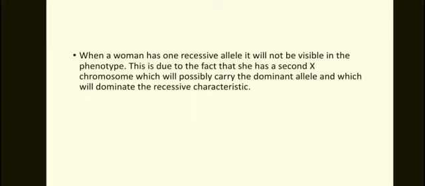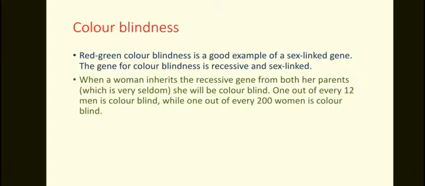There's this case of a sex-linked genetic disorder: color blindness. The defective gene appears on the X chromosome. We call it red-green color blindness, and it's a good example of a sex-linked gene. The gene for color blindness is recessive and sex-linked. For example, when a woman inherits the recessive gene from both her parents, which is very, very rare, she will be colorblind.